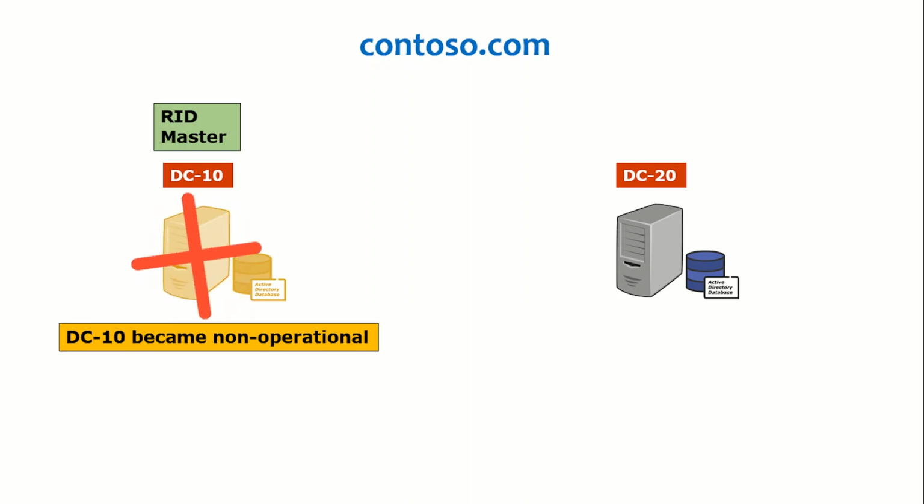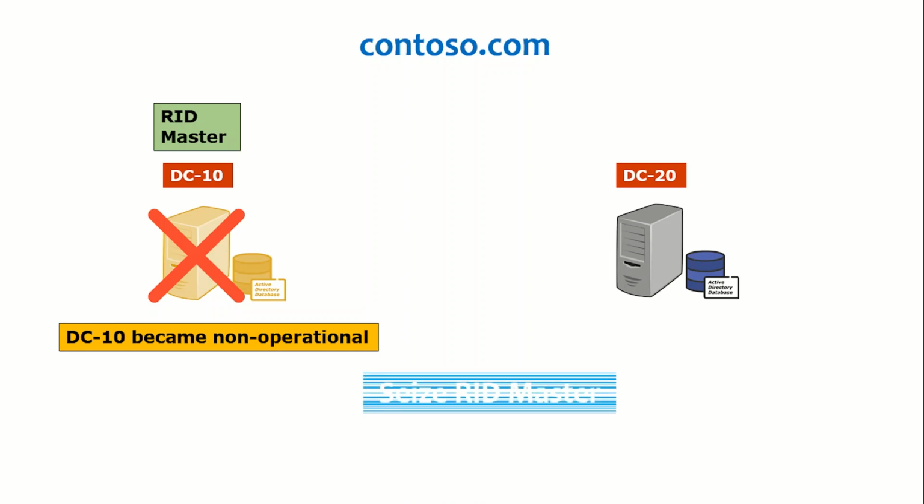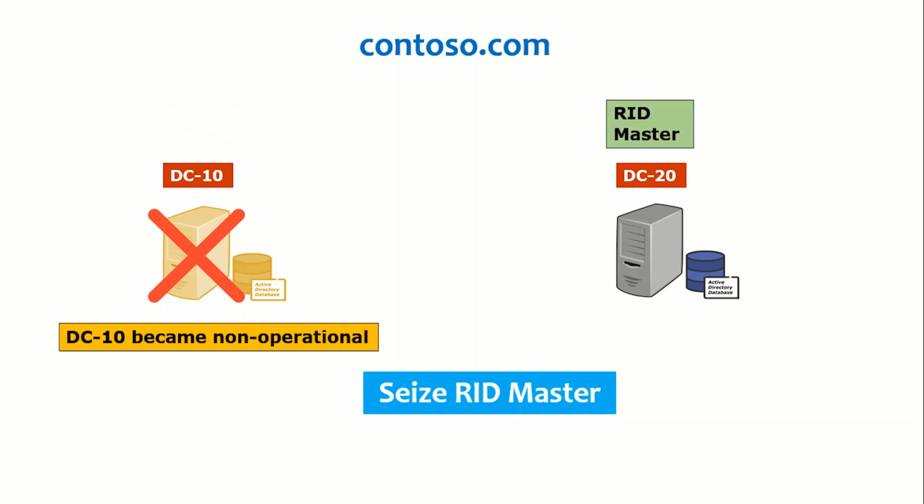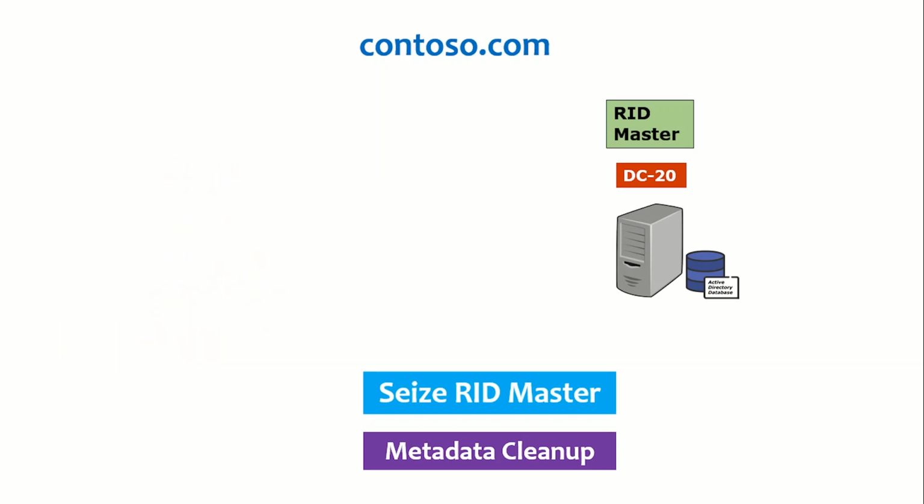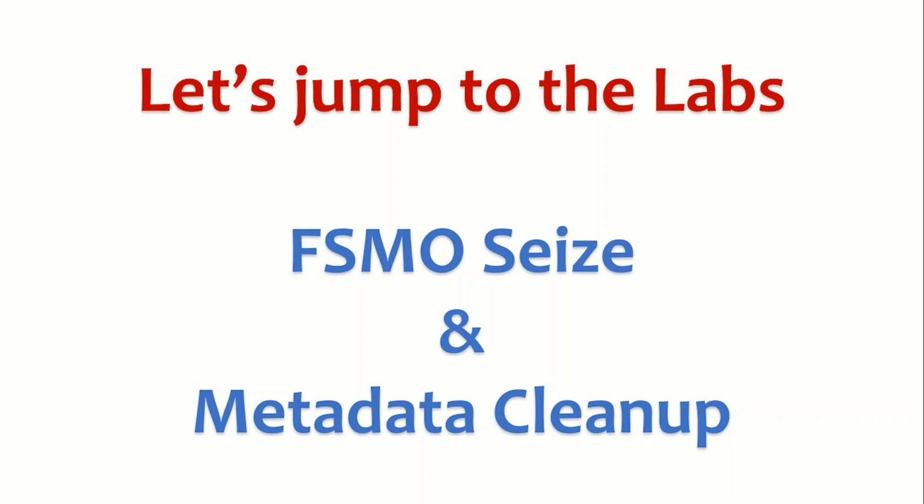We decided that we don't want this domain controller anymore because we don't have any choice, we have to remove it from our infrastructure. So the first step is we'll seize the RID master and make DC20 our new RID master. The second step would be to perform Active Directory metadata cleanup and erase this dead domain controller from our existing Active Directory database. So these will be the two labs that we will be performing right now. Let's jump into the labs.